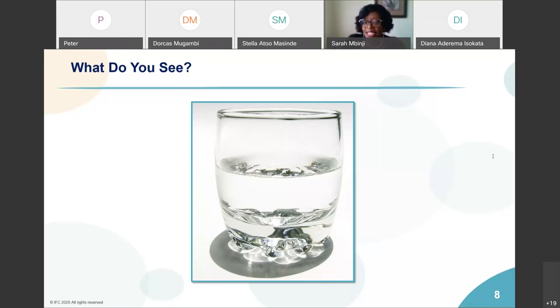But I think the challenge here for all of us is to try and see how we can fill that glass. I see a glass half filled. Thank you so much, Prudence. And this is exactly what we want to talk about. Why are we even talking about a glass with water and whether it's half full or half empty and so on? Because we are going through the COVID-19 pandemic.